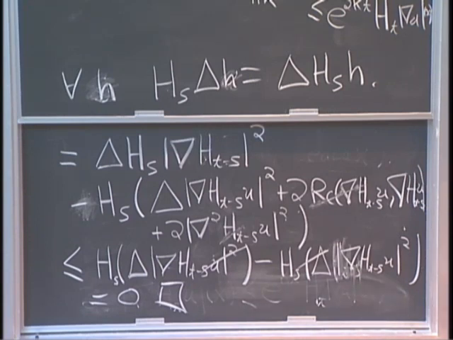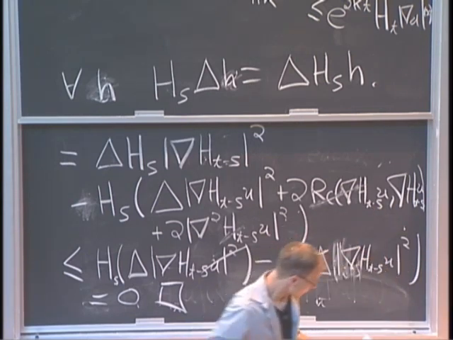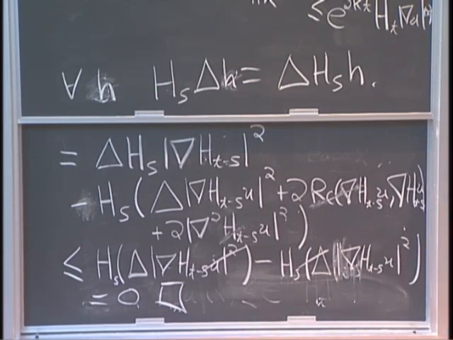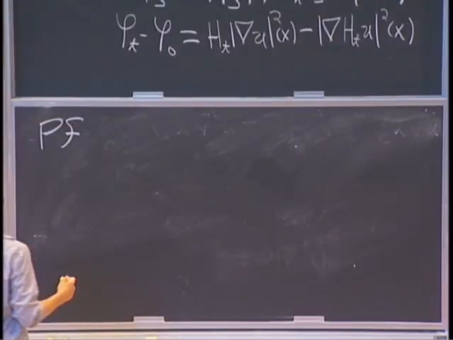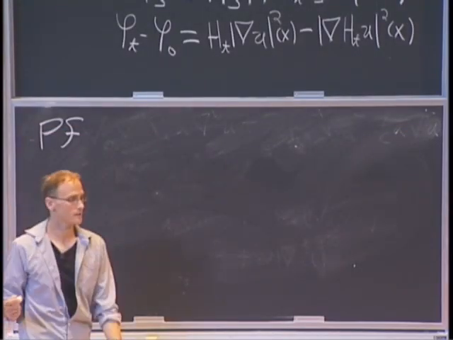Okay. Okay, so that is, up to sign, the proof of 1 implies 3. Yeah?